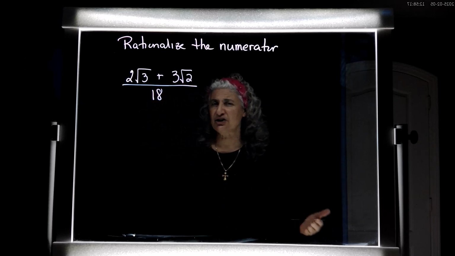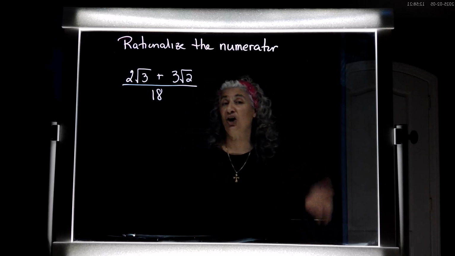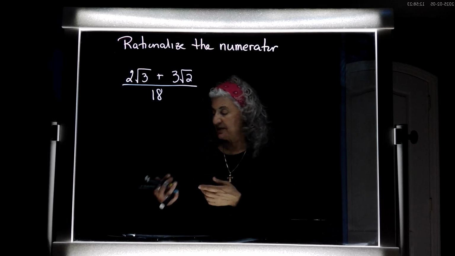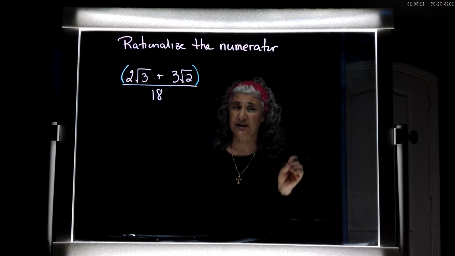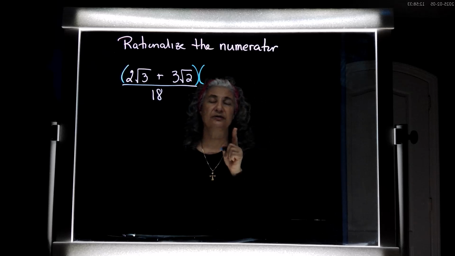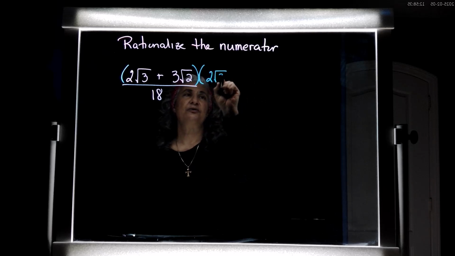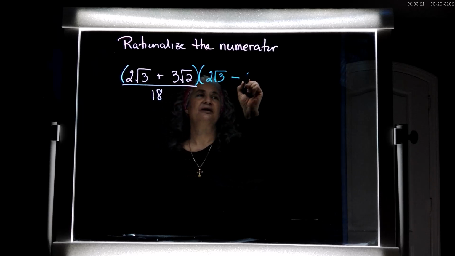So, do you remember how you rationalize the denominator? Good, you multiply by the conjugate. Well, same thing here, except now I'm going to take the numerator and multiply by its conjugate. So talk to me, what's the conjugate of that numerator? Good, 2 times the square root of 3 minus 3 times the square root of 2.